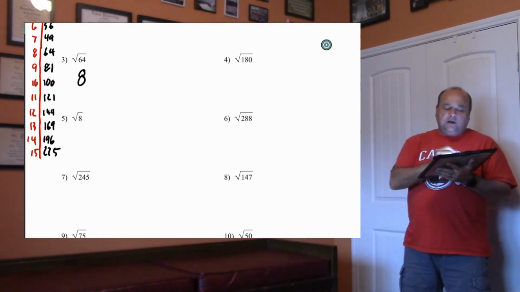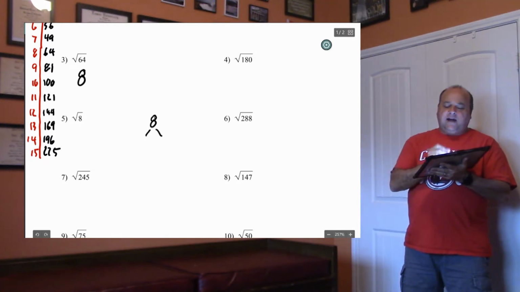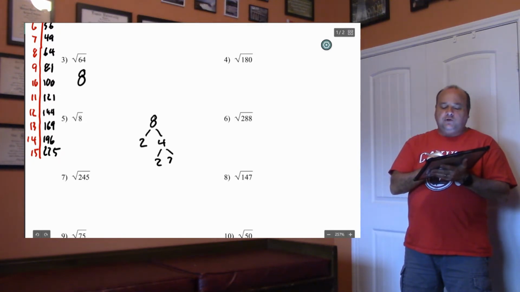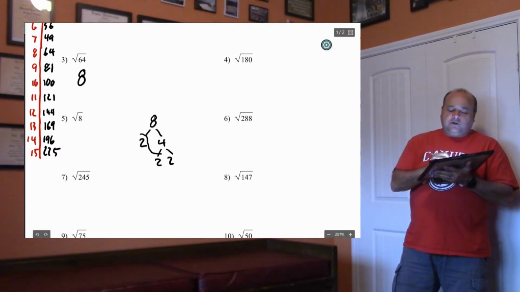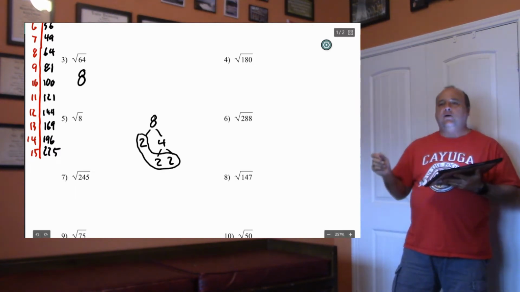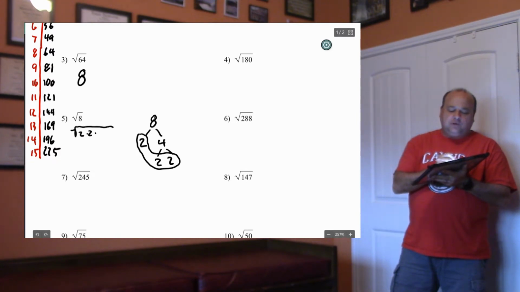The first thing you want to do is prime factor 8. So write 8 over here and make a factor tree. 8 is 2 times 4, and 4 is 2 times 2. Y'all with me? Okay, these numbers right here are the prime factors of 8, aren't they? So under here, write down the square root and put 2 times 2 times 2.